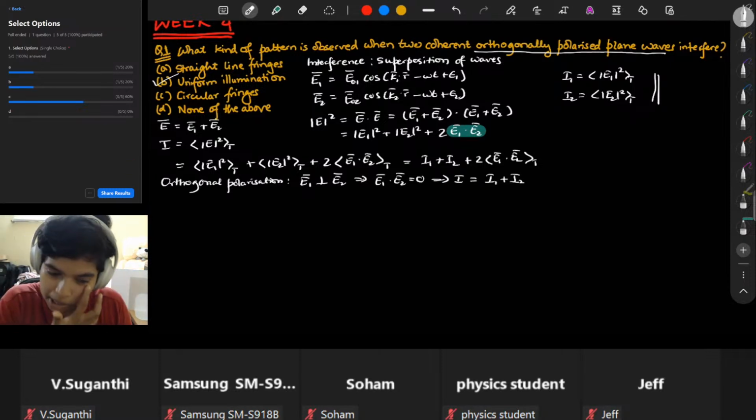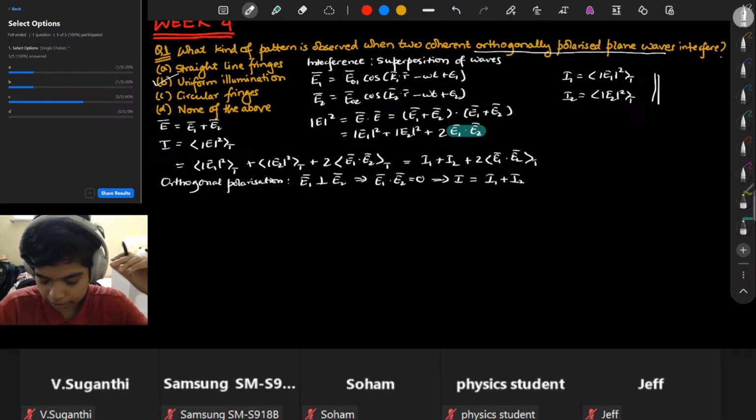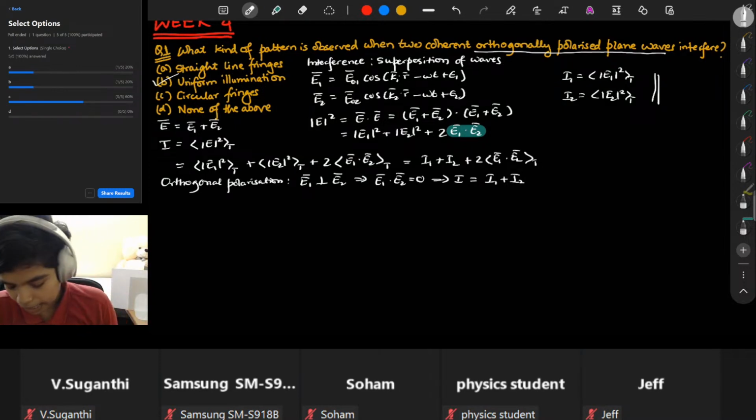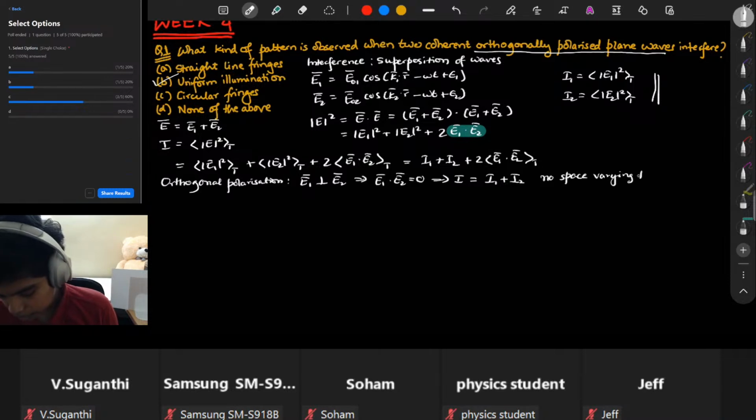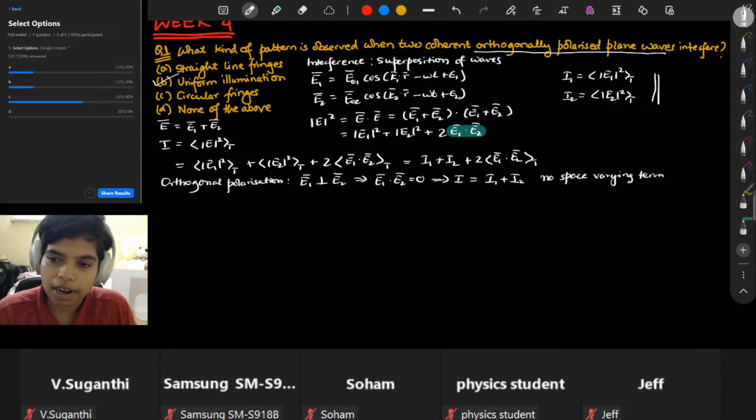And you see that there is no variation with space. It is a constant uniform illumination, I1 plus I2. You don't have any space varying term. So this is just a constant uniform illumination. So that's why if you have orthogonal polarizations, then the resultant would be uniform illumination.